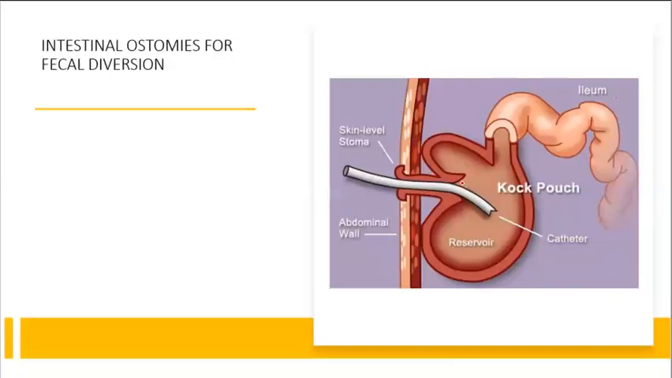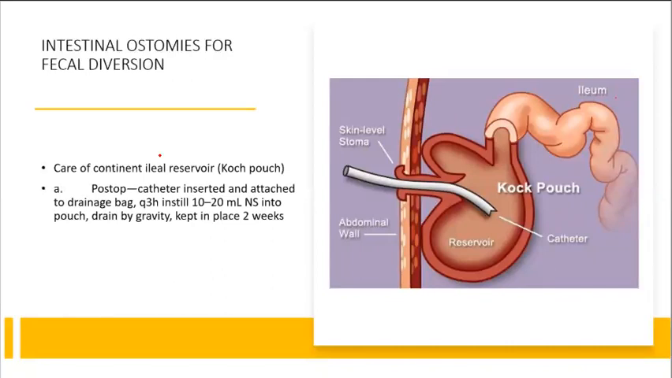This is what we refer to as a cork pouch, or it can also be called a continent ileostomy. With this, you are able to retain the waste within the body until the patient decides to remove it. That's why it's referred to as a continent ileostomy, because there's no leakage. You are the one who decides when you want to drain it.